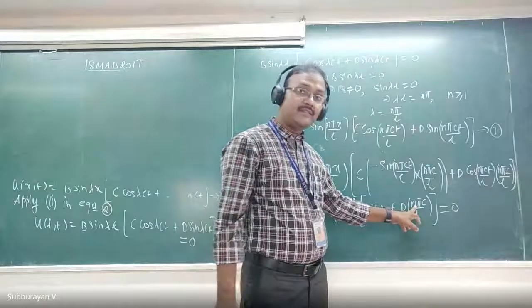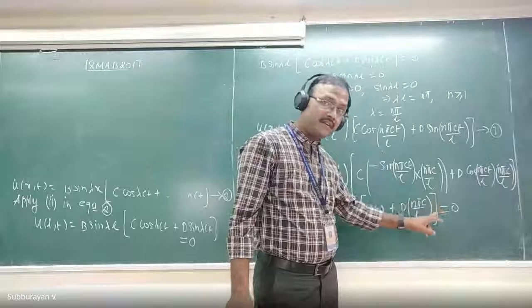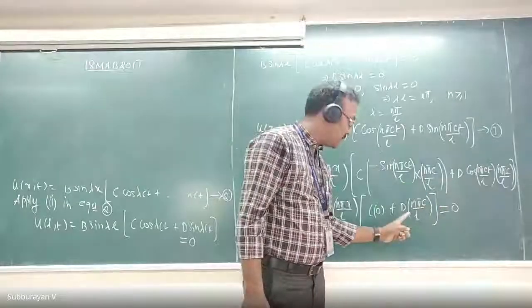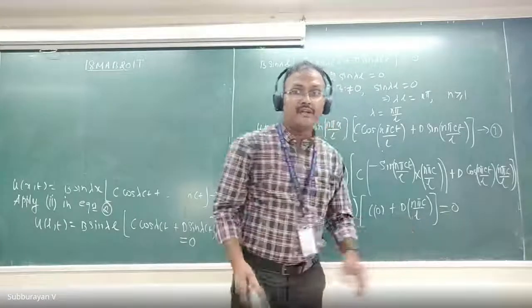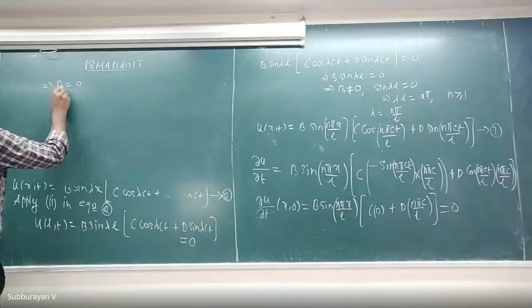And n is a positive integer. Pi is a number. C is a constant. L is a constant. So therefore, this constant can never be 0. The only thing left is D, sitting beside this. So therefore, D must be 0.